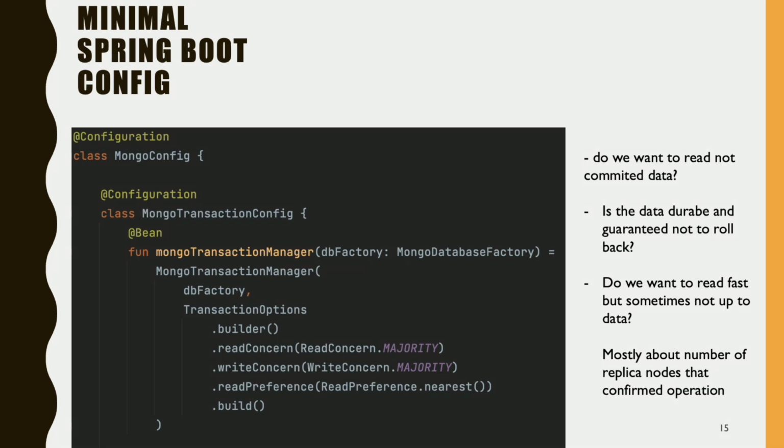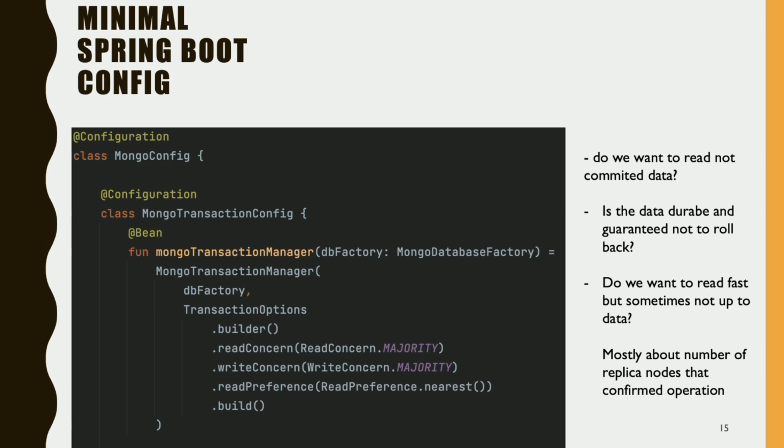So read concern, write concern, and read preference. Basically, it's all about how many nodes in this replica set confirm the operation. Because usually in Mongo there is a replica set. It has a primary node and secondary nodes. Usually all of the writing is done on the primary node, and then everything is synchronized to other nodes. So at the end, every data should be replicated and confirmed by every node.